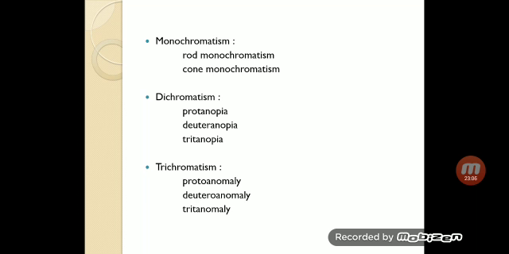Dichromatism is the color blindness in which the subject can appreciate only two colors out of the three primary colors. Okay, in protanopia, there is defect in the receptor of the first primary color, that is red. So the subject cannot appreciate red color. Deuteranopia, in this the receptor for the green color is defective, so the subject cannot appreciate green.